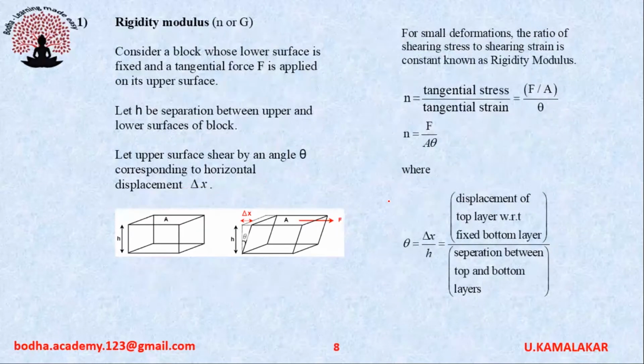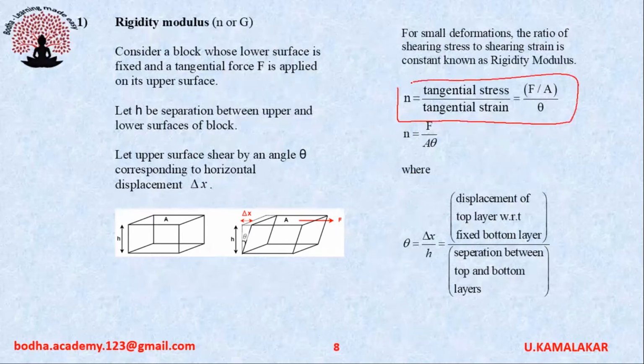Consider a block whose lower surface is fixed and a tangential force F is applied on its upper surface. Let H be separation between upper and lower surface of block. Let upper surface shear by an angle theta corresponding to horizontal displacement delta x. Then, for small deformations, the ratio of shearing stress to shearing strain is a constant known as rigidity modulus.